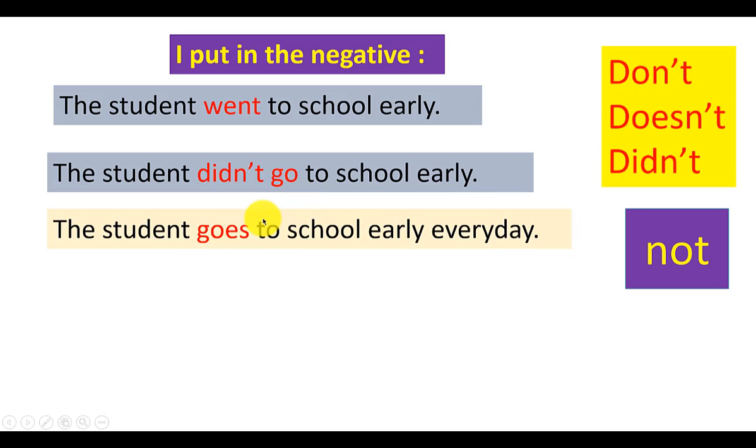Yes. Now, in the negative, we will say, yes, very good. Very, very good. Excellent. The student don't. No, teacher, it's not don't. Didn't. No, it's not didn't. Yes, very good. It's does not or doesn't. What is doesn't? It's does not. Yes, very good. So the student doesn't go. Yes, not goes. The student doesn't go to school early every day. The student doesn't go to school every day. We check.